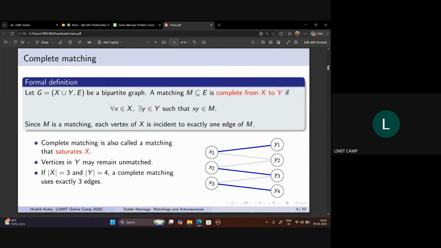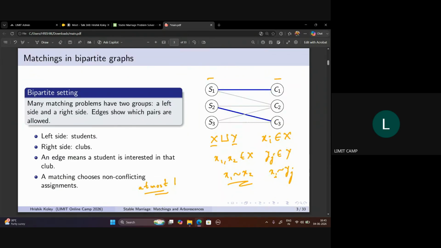So yeah, let's consider this. This is a bipartite graph. So this is your partite set X. This is your partite set Y. Both are disjoint sets. Let's say this represents your students and this represents your clubs.